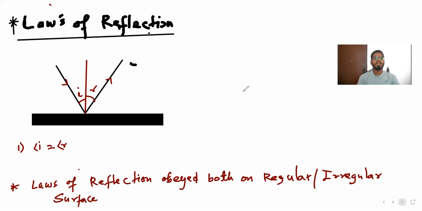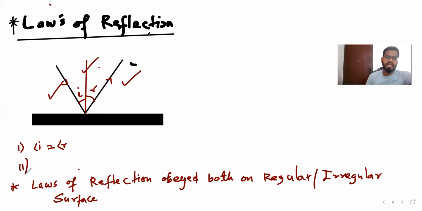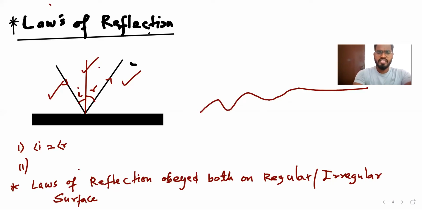Fine. After that, the laws of reflection, everyone knows. First one is that the incident ray, reflected ray, and the normal all lie in the same plane. Second thing is that angle i is equal to angle r. One more thing we are supposed to notice here is that the laws of reflection are obeyed for both regular and irregular surfaces. Suppose the surface is like this, that's fine, obviously it will obey. But if the surface is like this, right, and the incident ray falls here, it will go a little less, right?